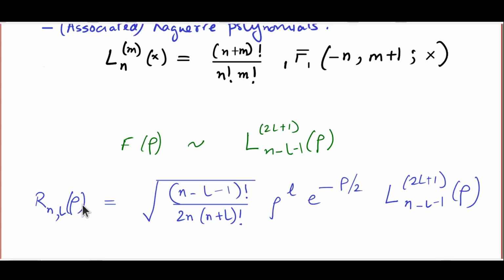Remember, in our original designation, R was parameterized by energy and l. Since small n is a stand-in for the energy, I am labeling it the standard way, in which instead of E we are using small n. Capital R of n, l of rho is given by rho to the l, e to the minus rho by 2, times L of n minus l minus 1, 2l plus 1 of rho, which is the associated Laguerre polynomial. And there's an overall normalization factor which you can derive from the basic properties of the Laguerre polynomials.